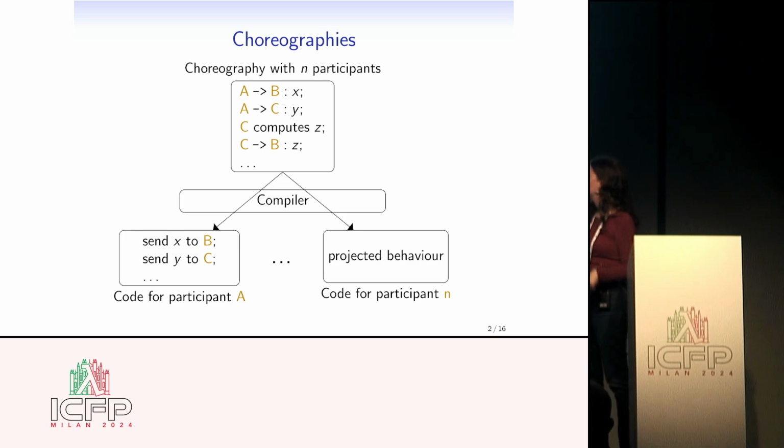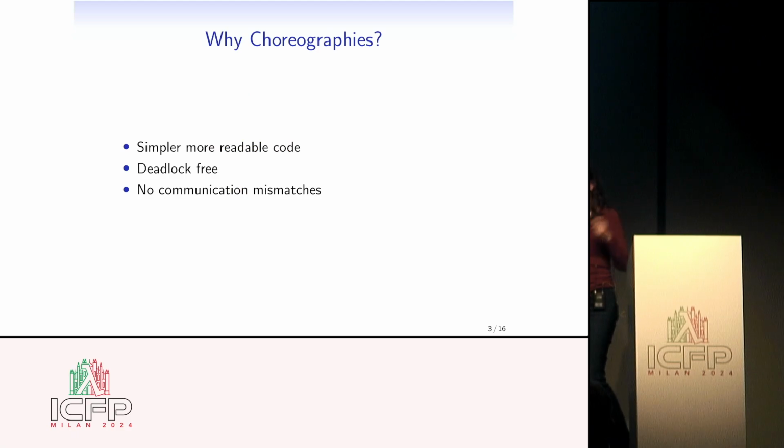So here, for example, you have A sends to B and then sends to C, C computes something, C sends to B, etc. And for A, you get this code, and then so on and so forth. And why would you want to write your systems like this? Well, choreographies give you simpler, more readable code, which also makes it easier to reason about the properties of your system.